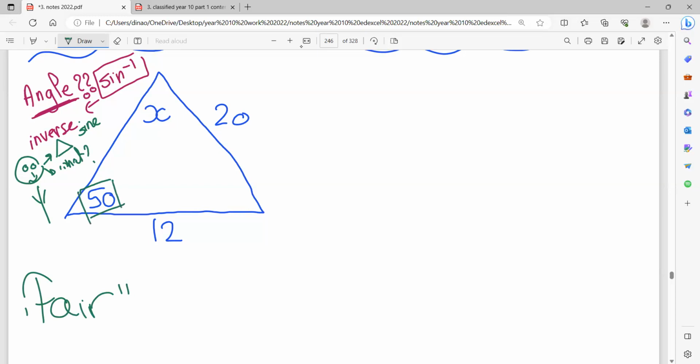Do I have a pair in this triangle over here? Yes, I do. I have a pair. And this pair, again, is made out of a side and the opposite angle. Since I have a pair, I am allowed to use the sine rule.